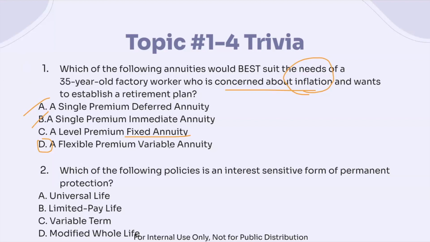Number two: what is the interest sensitive form of permanent protection? That's universal life. We took a look at how universal life has properties in which you have interest rates. Interest rates have a guaranteed interest rate with universal life. And we also have the term permanent protection. So it wouldn't be C.